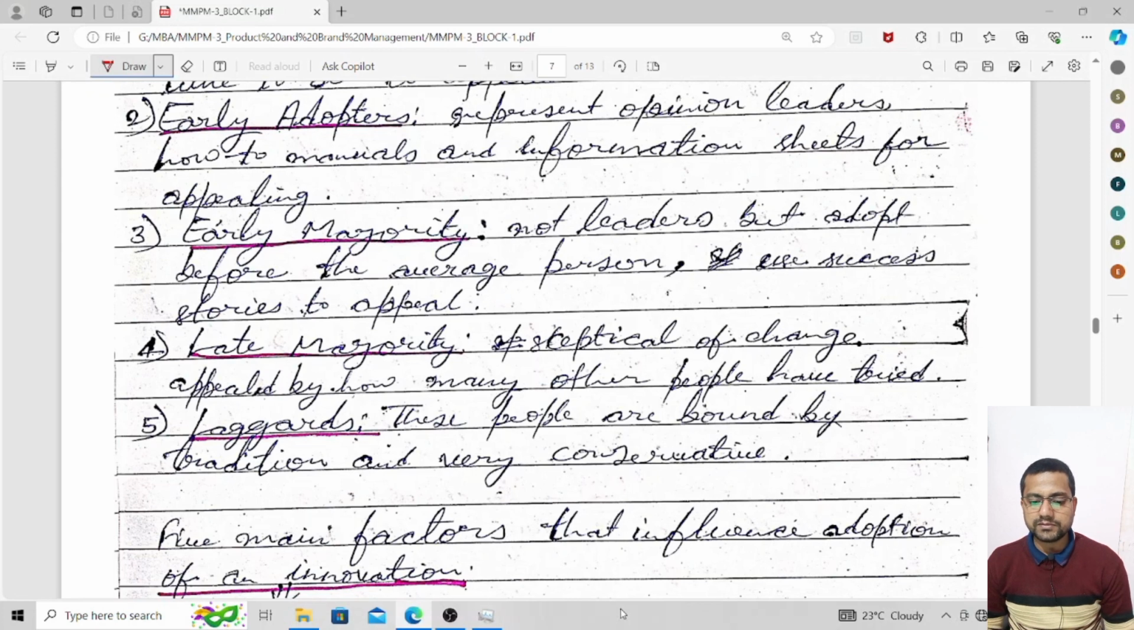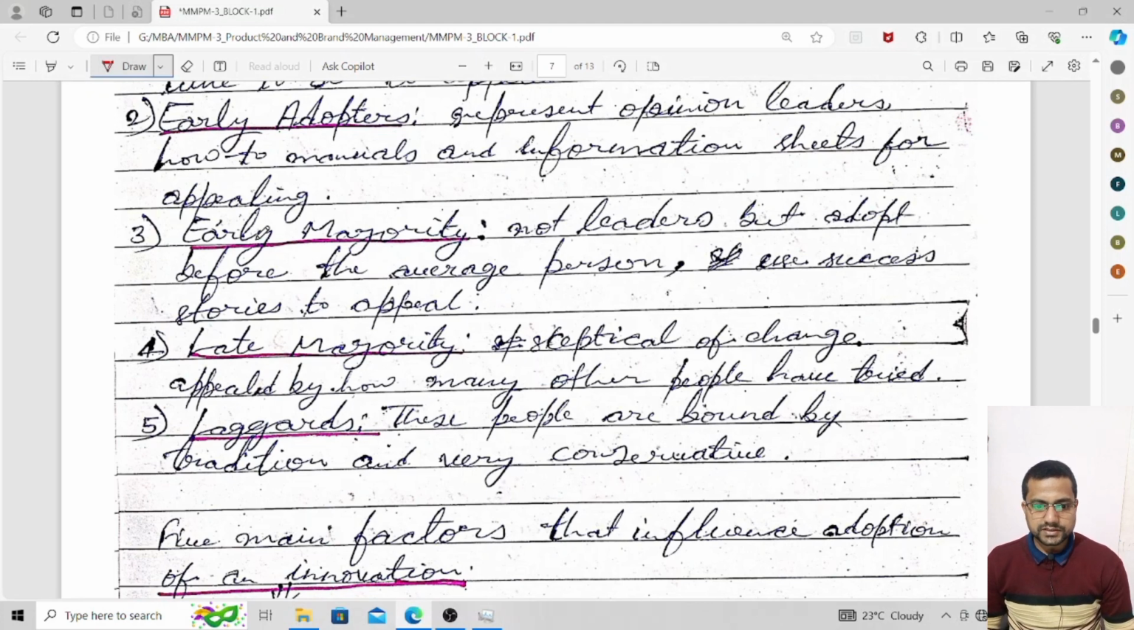Then the fifth one, you have the laggards. Laggards are bound by tradition and very conservative. They do not want to change. They want to remain in the past. They used to live the way early people used to live, so they generally do not want to change.